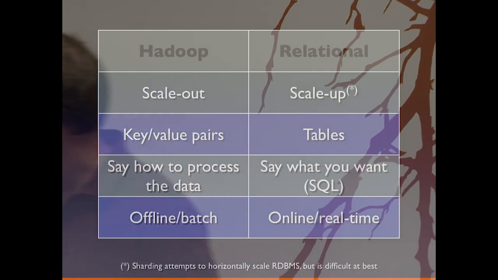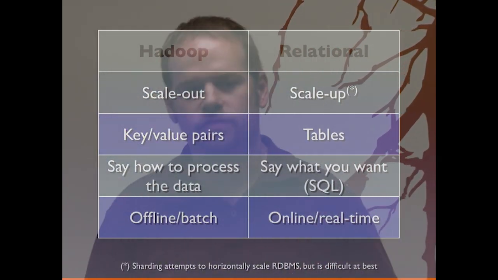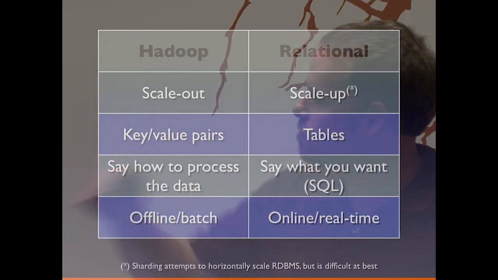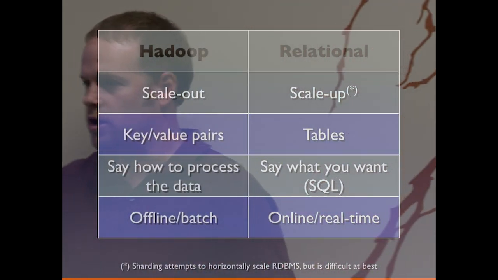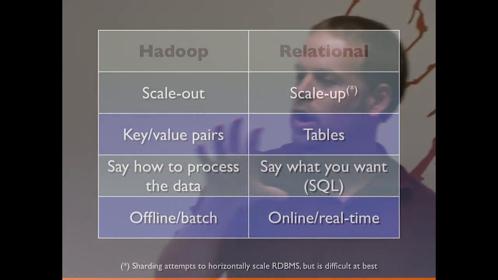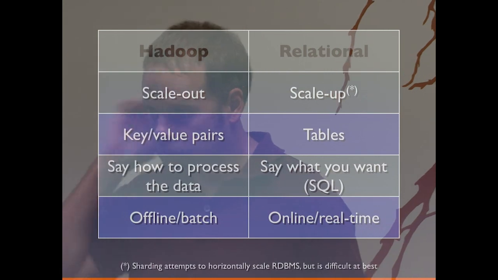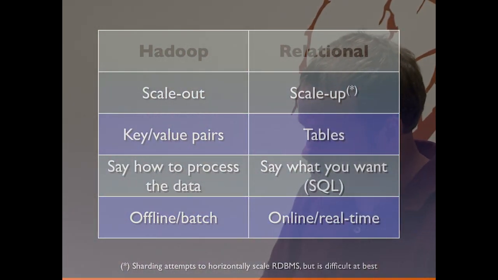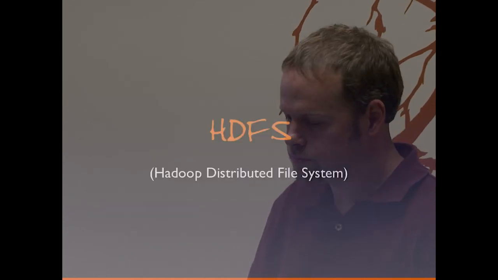Another key characteristic is that in Hadoop and MapReduce programming, you basically say how you want stuff done. You list the steps. You say, this is what I want done when you do the mapping. This is what I want done when you do the reducing. As opposed to relational, which is all supposed to be declarative. You have a query which is declarative in nature and says, here's what I want. You figure out the execution plan. With Hadoop, you're doing the execution plan. You're saying how to process this data. And as I mentioned before, offline for Hadoop and online real-time for relational databases.